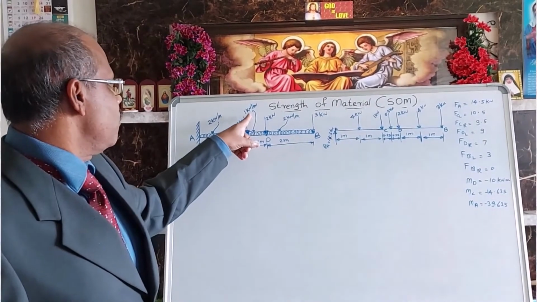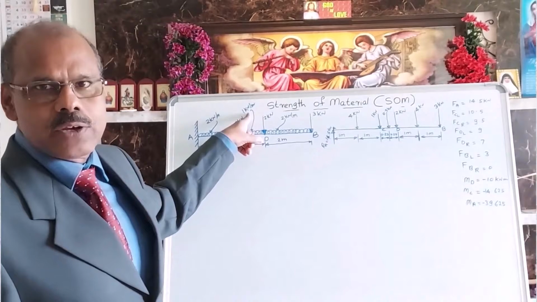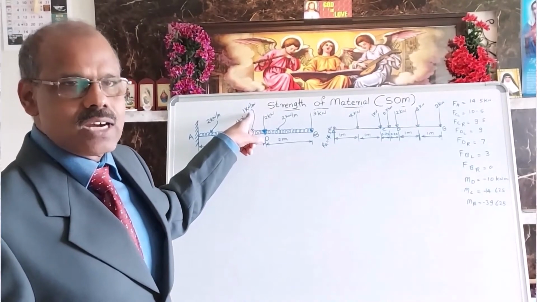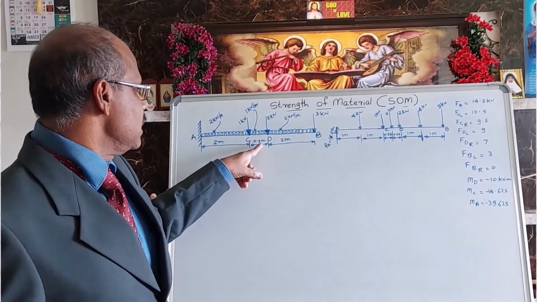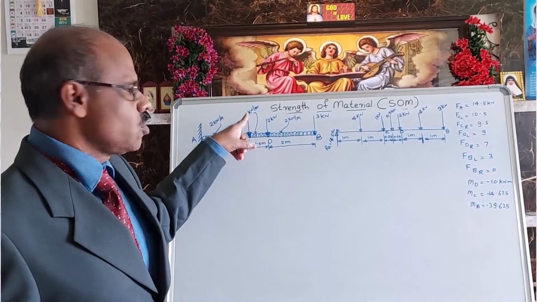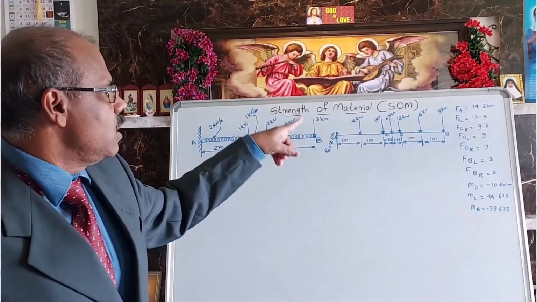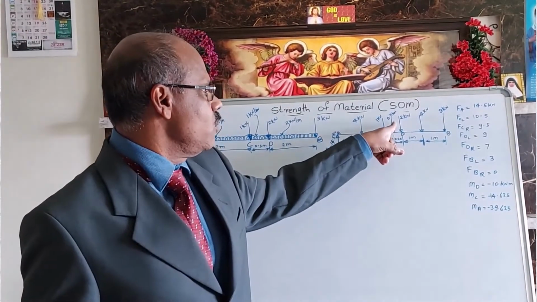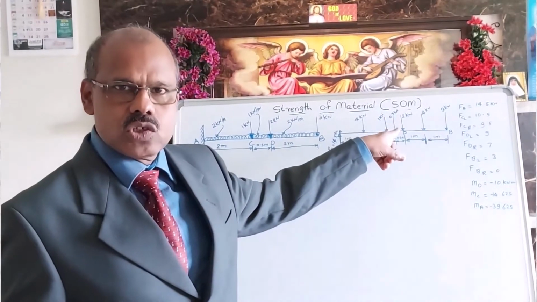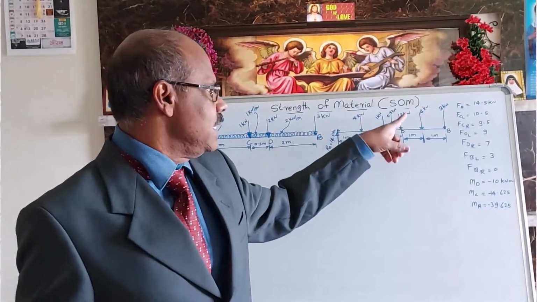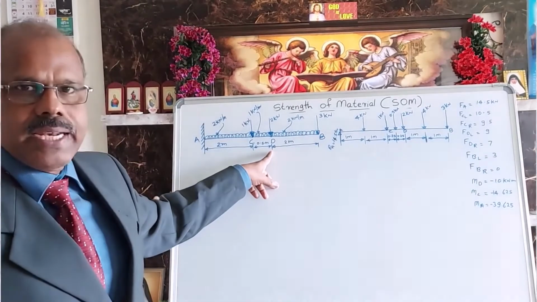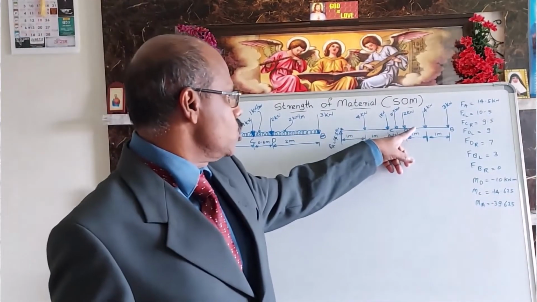Thereafter we are having a 1 kilonewton per meter uniformly distributed load, spread over 0.5 meters, so 0.5 into 1, that is 0.5. So the 0.5 load I have also shown here, in between C and D. Thereafter at point D we are having 2 kilonewton, that is also written.